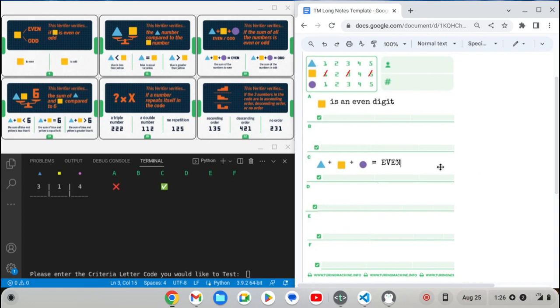And so let's evaluate what we did in criteria card A and C. We know that the overall sum is even. Now notice that we do have already an even digit in square. So there are two possibilities. The unknowns of triangle and circle, they're either going to be two odds or two evens.